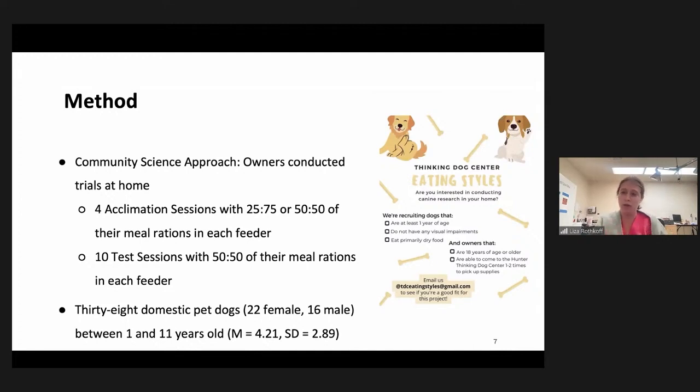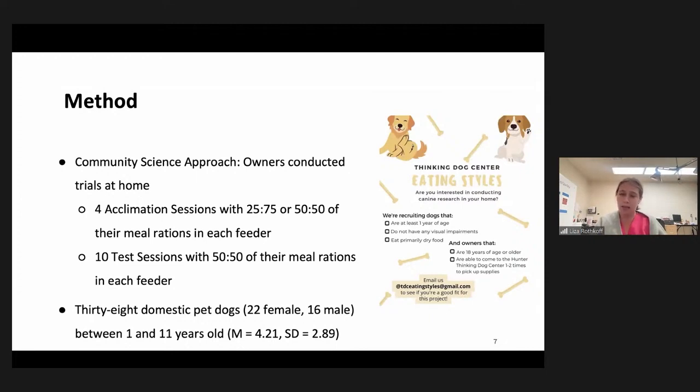We gave them instructions of how to do it and tips and pointers after they sent in all of their video submissions. So the dogs had 14 sessions in all. The first 4 sessions were acclimation feedings, where the dogs were given a different proportion of food each feeding, to get them used to the amount of food that will be in each feeder and to get them used to the feeding setup.